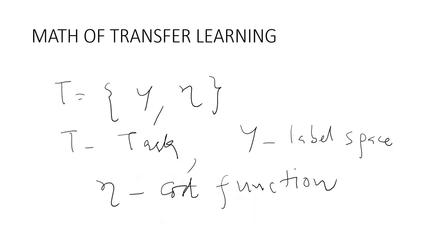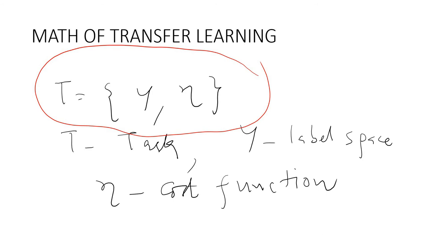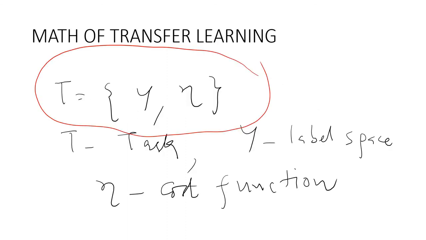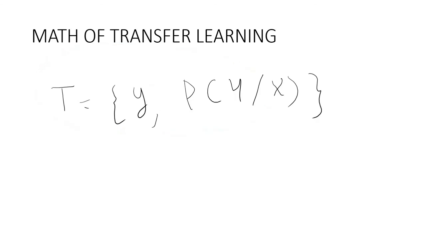Simple. Now this is the complete idea of transfer learning. T is the task. Then Y is the label space, and eta is the cost function. This tuple will completely describe the math behind transfer learning. So this can be rewritten as the cost function, or the objective function, or loss function, which can be written as the conditional probability of y with respect to x.